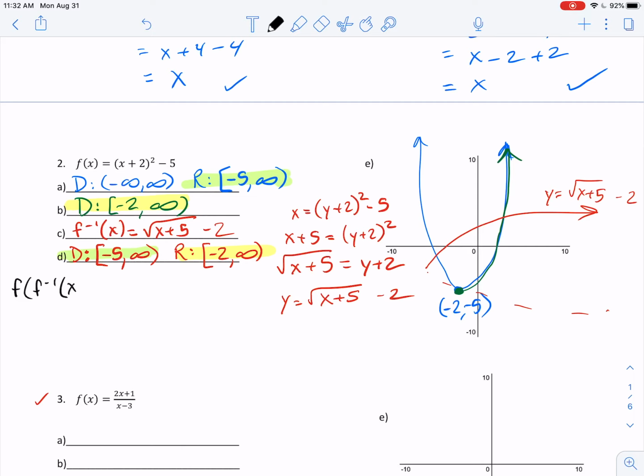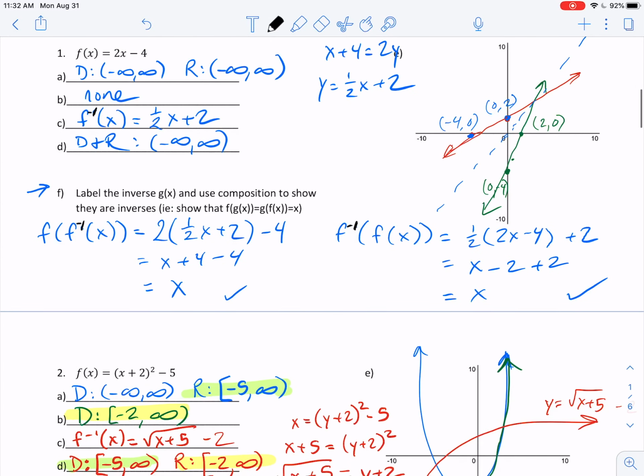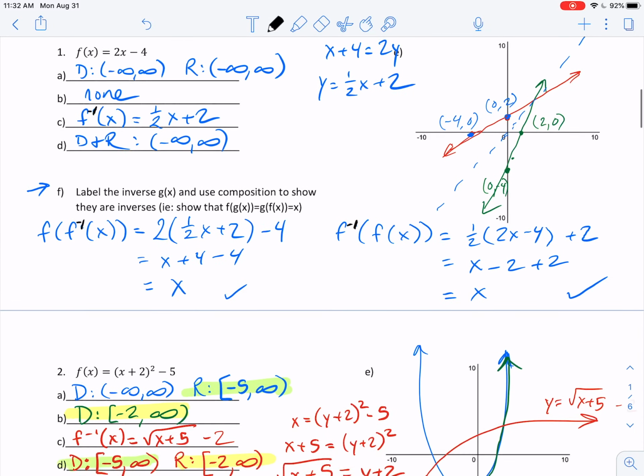Okay, I don't have time to go back and fix this video, but I'm fixing it now. Go back and change all that notation. It's f to the -1 of, not that little dash mark. Oh, wow. Okay, I'm embarrassed.